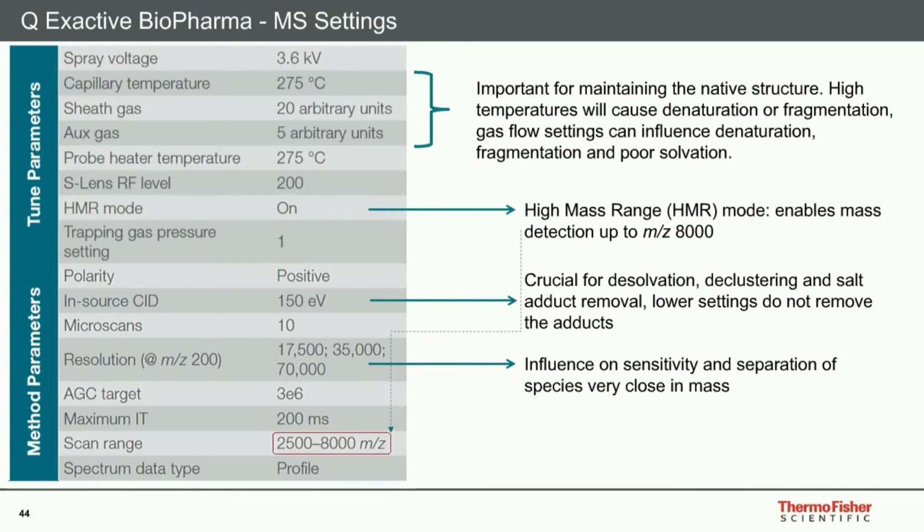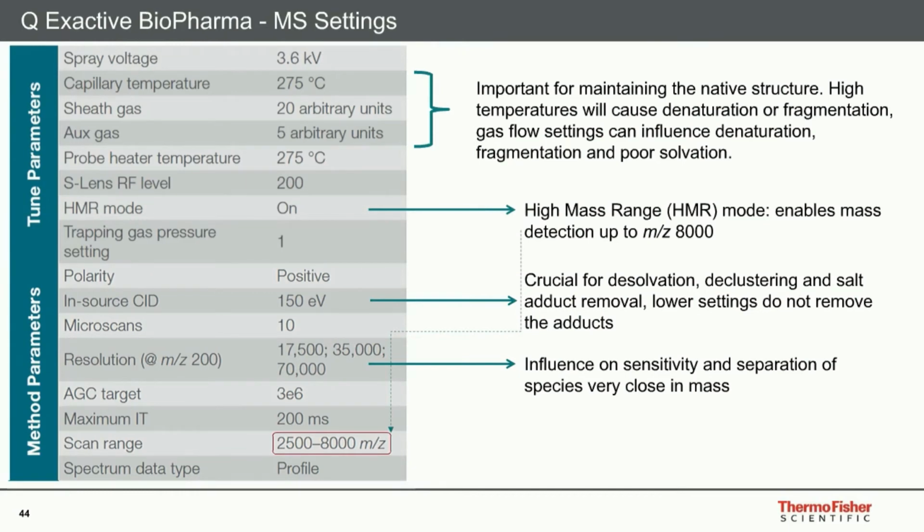Also, and I think that's even the most critical parameter, is the source CID or in-source CID. That's really important for desolvation, for declustering, and also for removing salt adducts. And most typically, the lower settings will not work, so one needs to tend to go to the higher limits. Not setting that at all will result in very bad spectral quality, so it is really important to remember to keep this setting high.